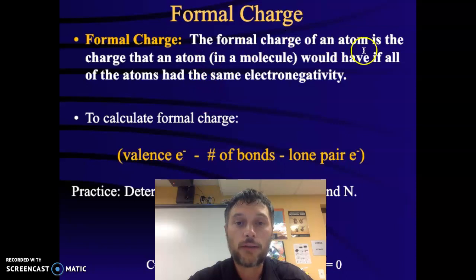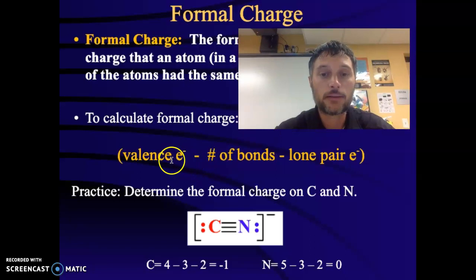So formal charge of an atom is the charge that an atom would have if all the atoms had the same electronegativity. So where would those electrons go? Let me move my face again. To calculate it, we're going to take the valence electrons minus the number of bonds and lone pairs.